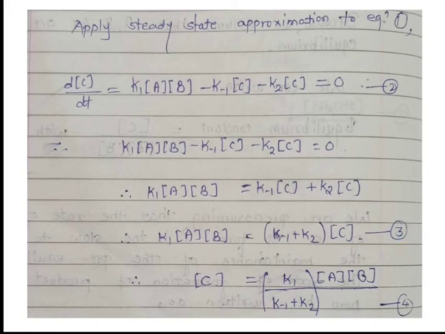Now we have to find out the concentration of the intermediate species, only concentration of C. So just transfer this term to the left side. This term as it is, K1 into concentration of A into concentration of B, divided by this term K minus 1 plus K2. So these constant terms I have taken in one bracket: K1 divided by K minus 1 plus K2, into concentration of A into concentration of B. This one is our equation number 4.